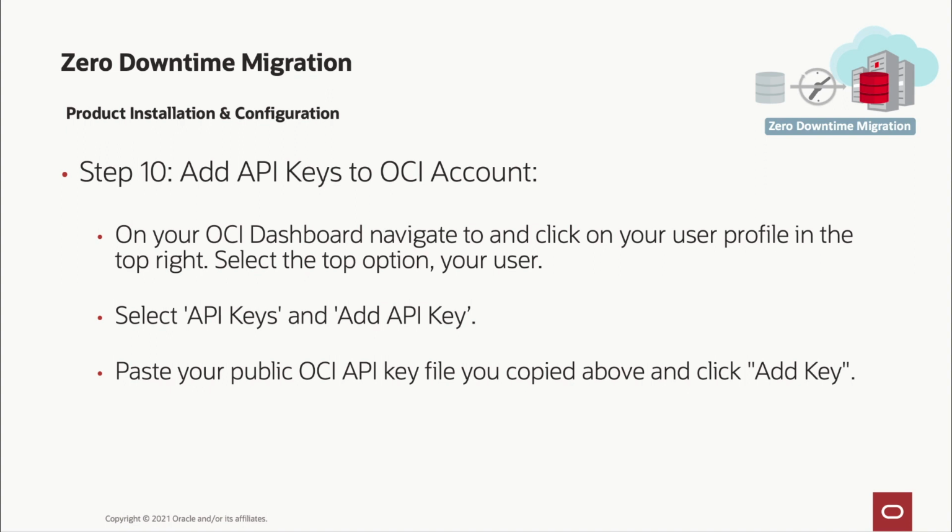With the recently copied API keys, we will now add them to your Oracle Cloud Infrastructure OCI account. You will go to your Oracle Cloud Infrastructure dashboard and click on your user profile in the top right, select the top option, which is your user, and then in the new window there's an option to select API keys and add API keys. You will then paste the public OCI API key that you copied in the previous step and click on add key. I'll show you in the next slide how that would look.